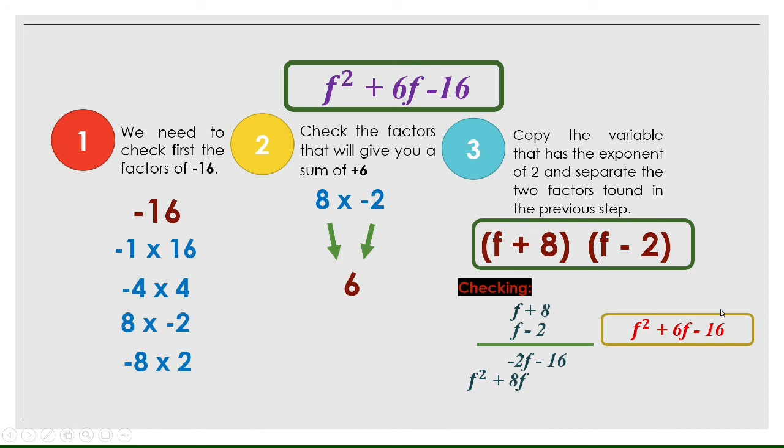So, on the checking part, we actually get the problem as the answer. So, it only means that the factors that we've used are actually correct. Okay, so those are the two ways on how to factor a quadratic equation when there is no numerical coefficient on the expression that has the exponent. So that's how we do it.